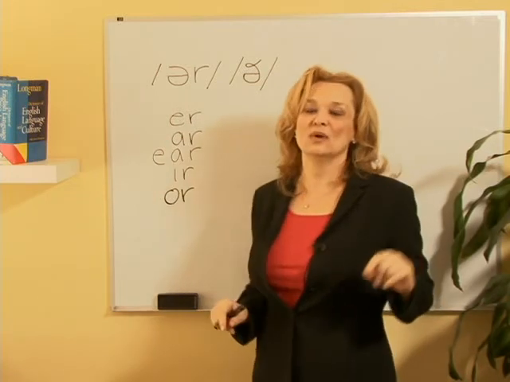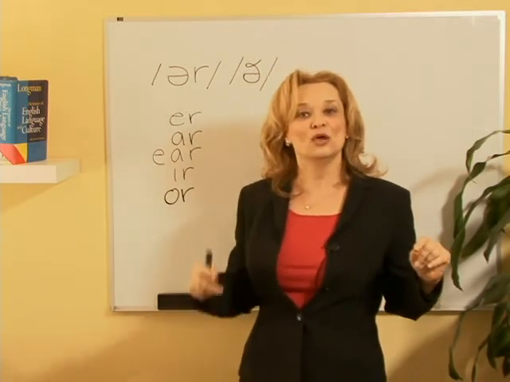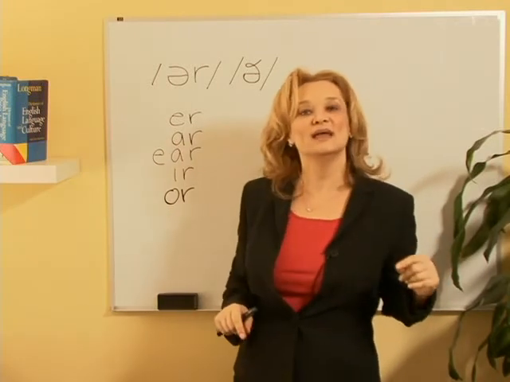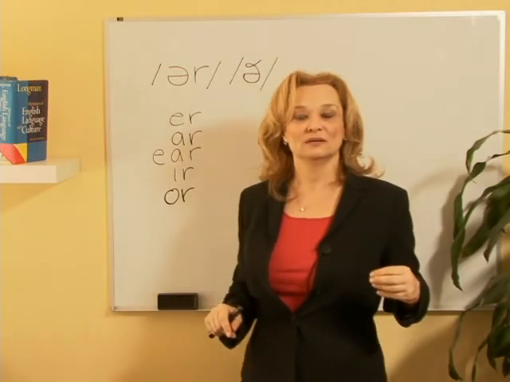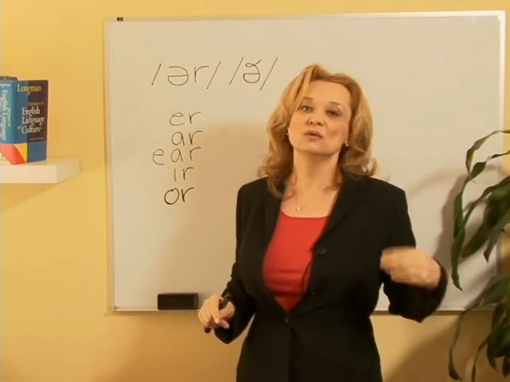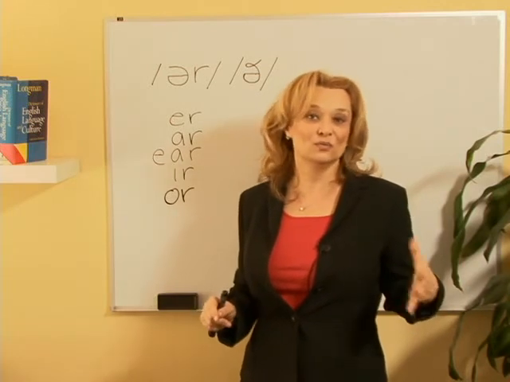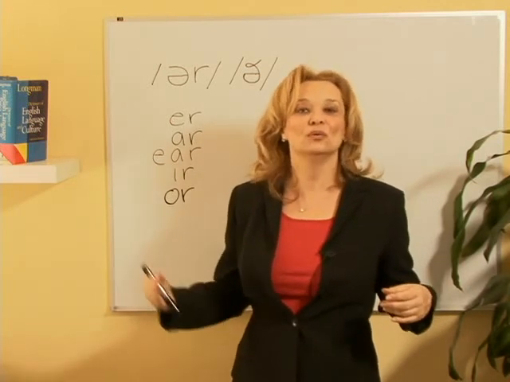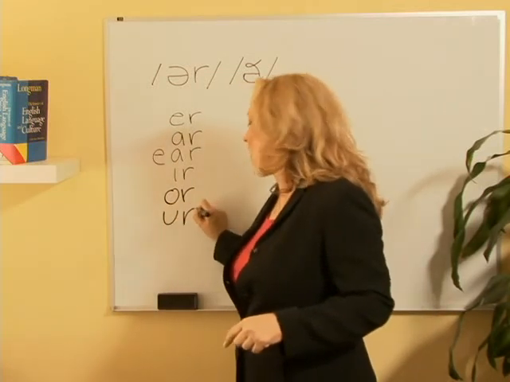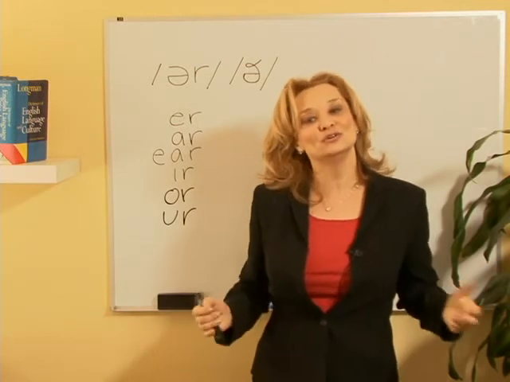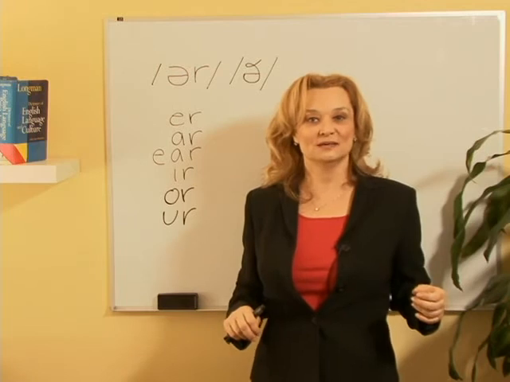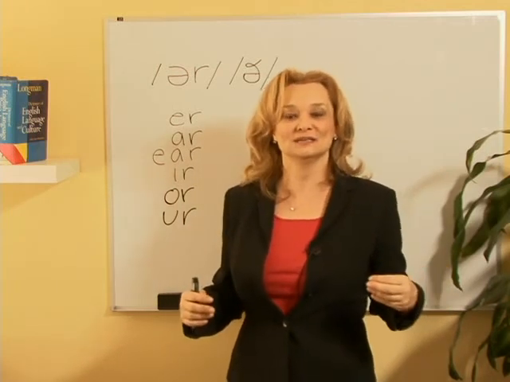OR is a difficult one. A lot of people would say work. That's incorrect. Don't say I go to work. Say I go to work. Or worry. Don't say worry. Say worry. Don't worry. Another one is word. I learned a new word. Another one is the UR. For example, nurse. She's a good nurse. Or hurt. My hand hurts.